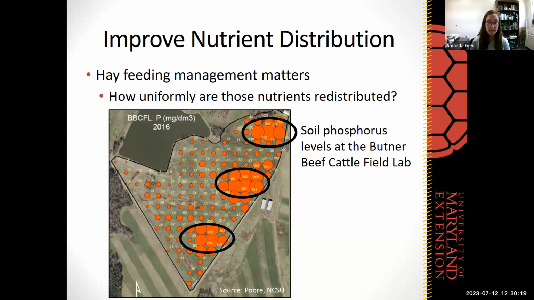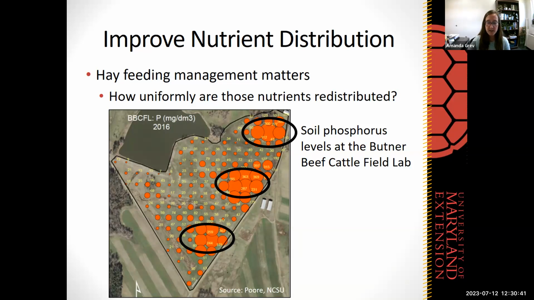So those happen to be where the hay was being fed, probably because it's close to the road, close to gates, close to having easy access to bring hay in. And you can see that we have a lot higher phosphorus concentration there as a result. Versus on the far left side of the pasture, we have much lower phosphorus concentrations.